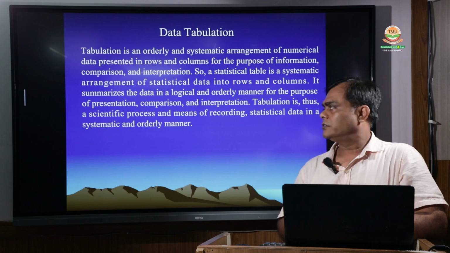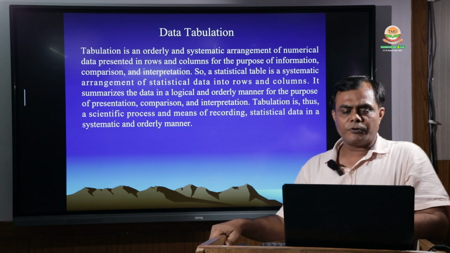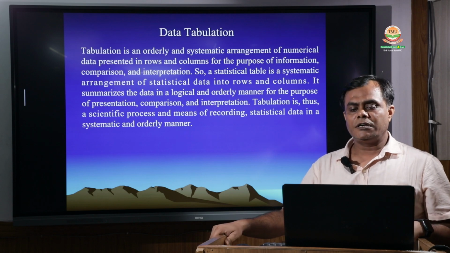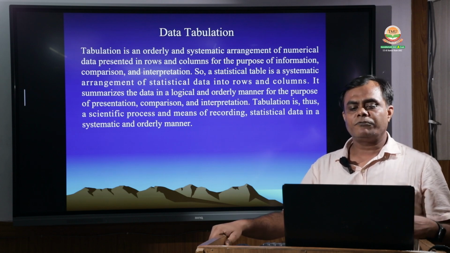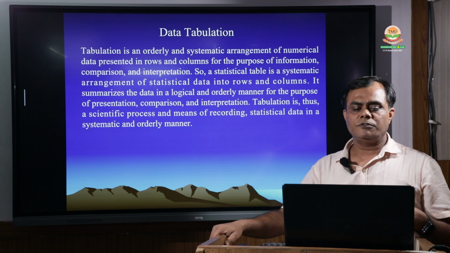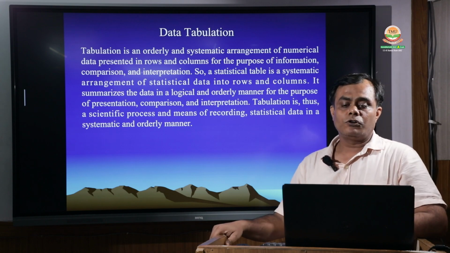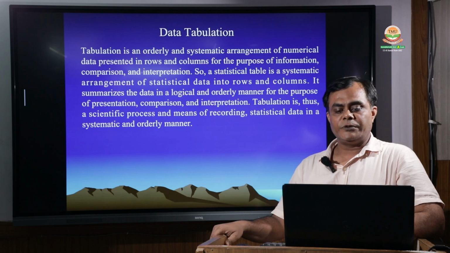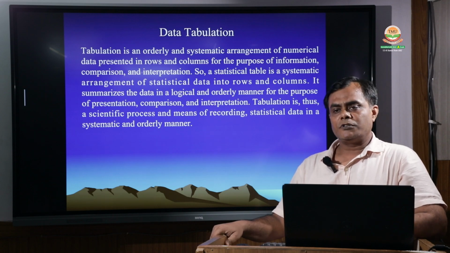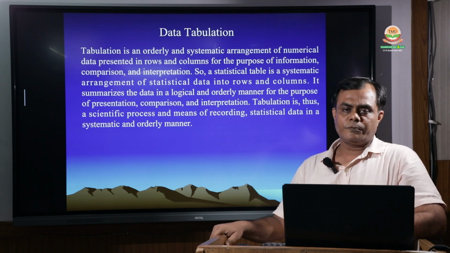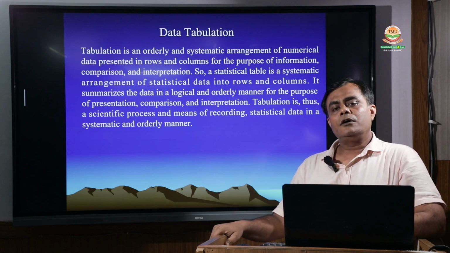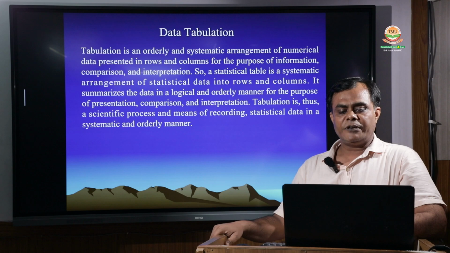Now, data tabulation. Data tabulation is the process in which we arrange data into tabular form, in an ordered or systematic arrangement of numerical data presented in rows and columns for the purpose of information, comparison or interpretation. These are the basic purposes: for information, for comparison, or for interpretation. For all these purposes we arrange data in an orderly, systematic manner in rows and columns.